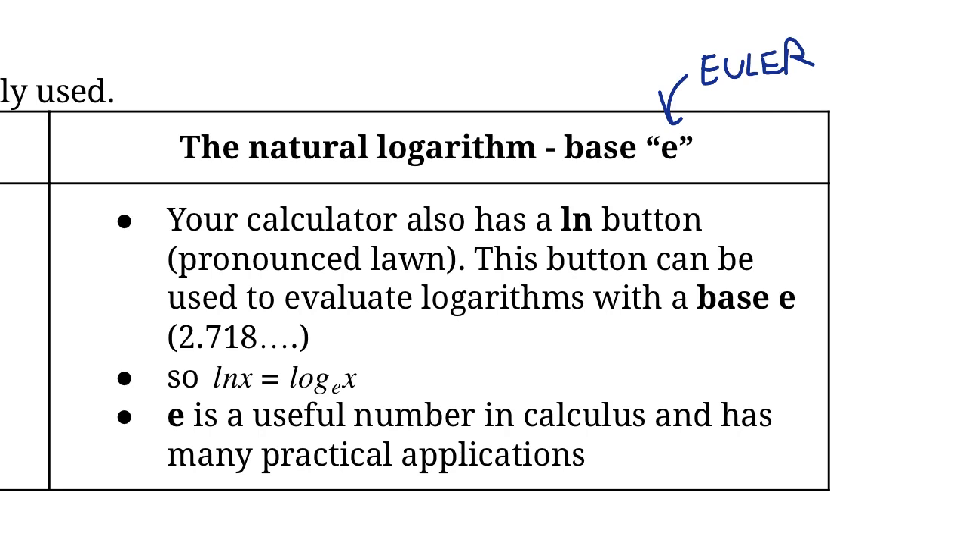It's an irrational number. So like pi, it never repeats and never ends. And it's a very useful number in calculus and a lot of financial applications. So it's a pretty important number. So important that your calculator actually has a separate log function for base e. There's a button beside log, and it's ln. And ln, not just my initials, it's the lawn button. We pronounce it lawn, like you mow the lawn. So it's ln, and it's a logarithm with a base e.